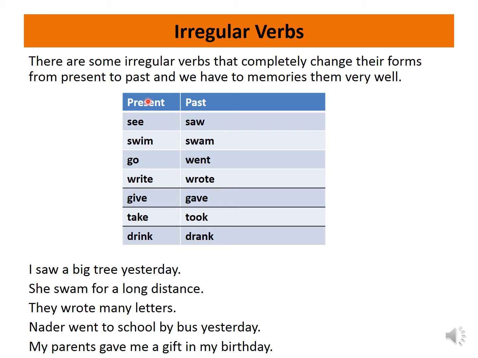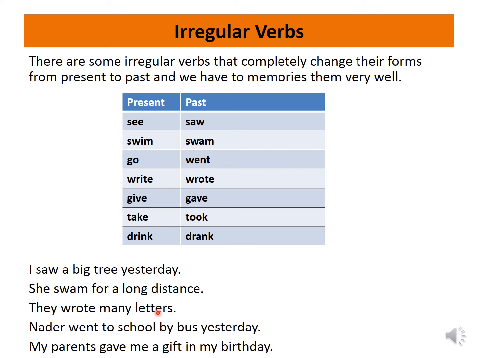So see, in the present, in past, we change it to: see, saw; swim, swam; go, went; write, wrote; give, gave; take, took; drink, drank. So with these verbs, I can't add ed. See, completely change it. The spelling changes. For example, I saw a big tree yesterday. I can't say I seed. No, I saw.